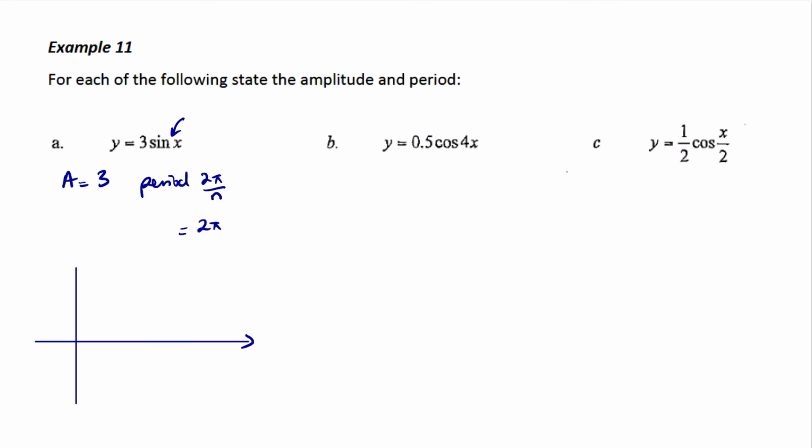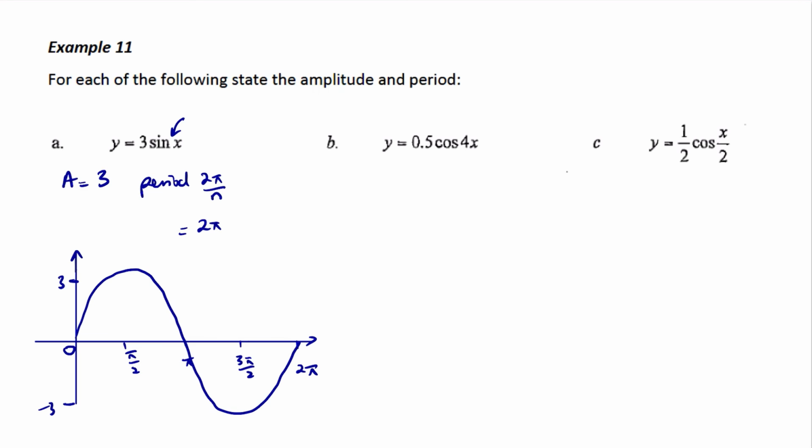All of my key points are always pi on 2, pi, 3 pi on 2, and 2 pi. I didn't draw this big enough. Just move this arrow out of the way. And then my maximum is 3 and my minimum is -3. So now I can go ahead and sketch my sine graph, which looks like that.